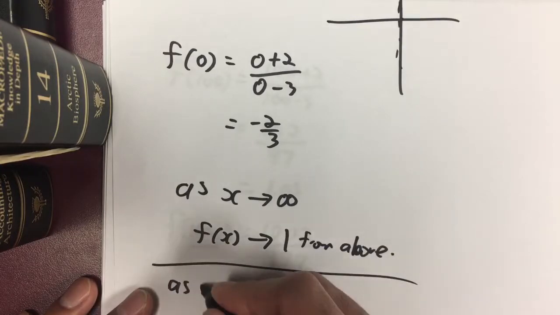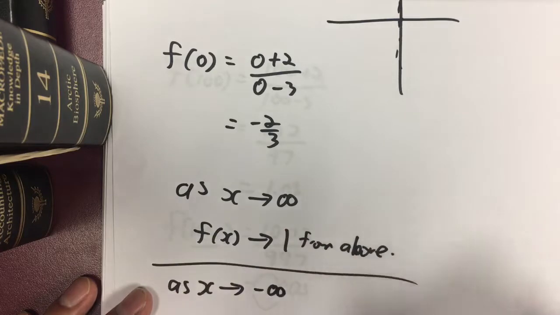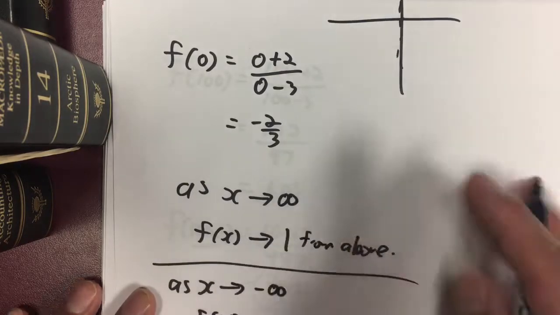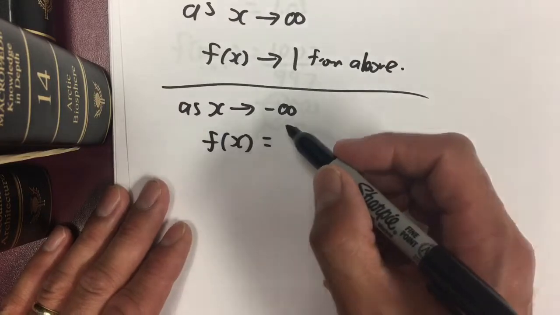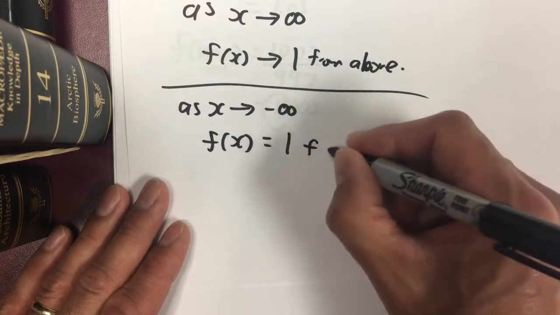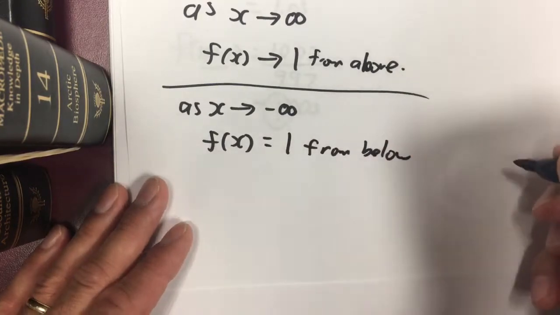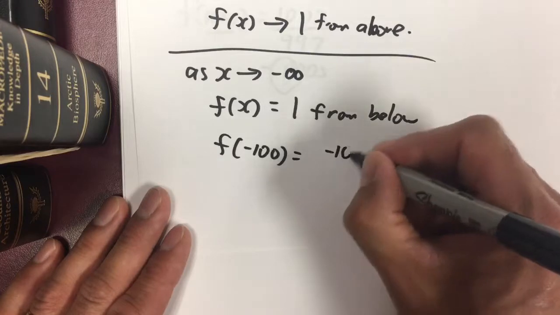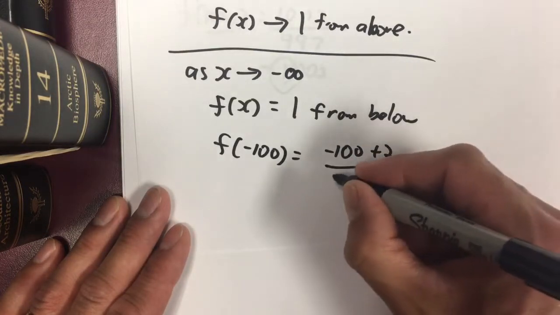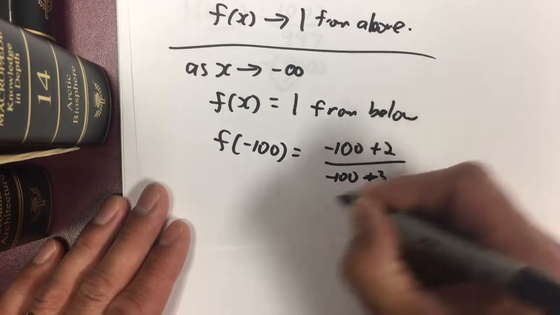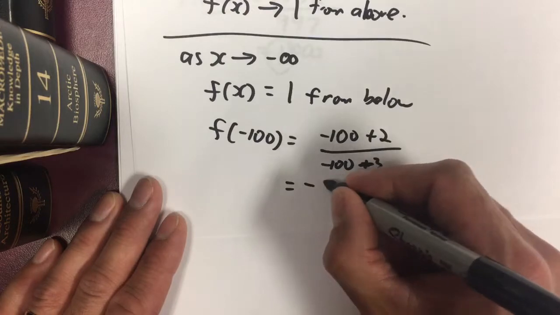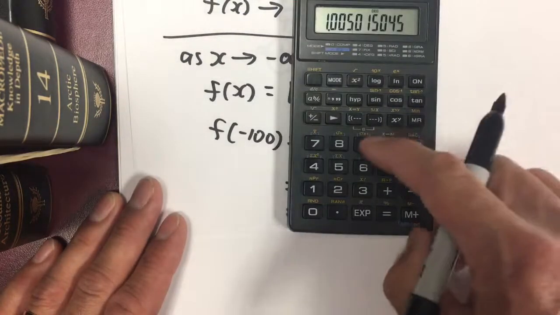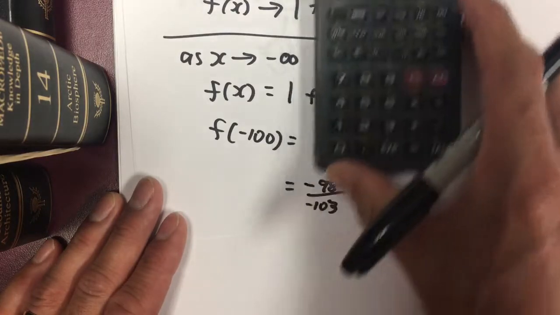Likewise, as x approaches negative infinity, I'll let you put in your own large negative values to verify this for yourself. As x approaches negative infinity, f of x approaches 1, but it approaches it from below. I'll put in one value to illustrate this point. If we put in f of negative 100, we get negative 100 plus 2 divided by negative 100 minus 3. That gives us negative 98 over negative 103, which is a positive 0.95.